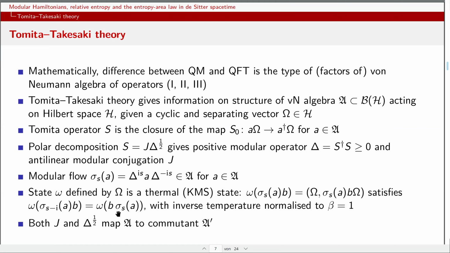So this is something that, if you write quantum mechanics and take a thermal density matrix, just follows from the fact that if you continue the time evolution in the imaginary axis, you get an e to the minus beta H. So this is the analog of this in a general theory where you don't have density matrices. And some further properties of these operators are that, J and delta to the 1/2, they map the algebra to the commutant, so all the operators that commute with my operators in the algebra A. Okay, a bit technical, but we'll see that these conditions are used later on.